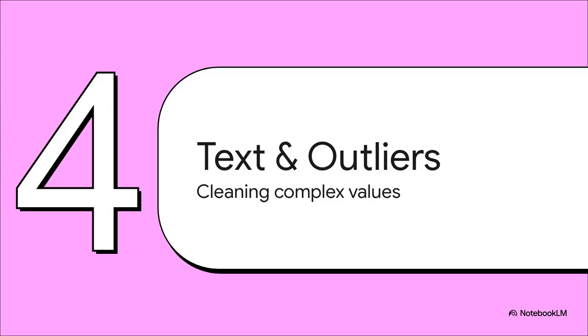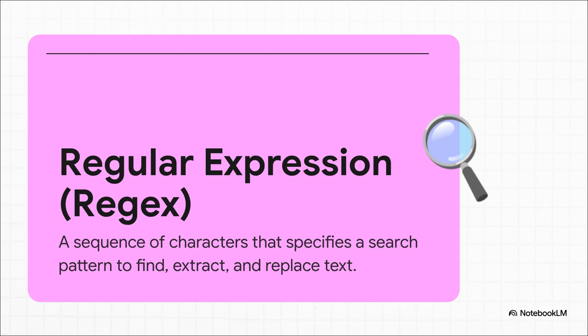Okay, section 4, now we're getting into the really tricky stuff. We're going to talk about how to clean up complex, messy text and how to handle those impossible values we call outliers. For cleaning really complex text, we need a secret weapon. It's called regular expressions, or just regex for short. The best way to think about it is like a find and replace tool, but on steroids. It allows you to search for and change complex patterns in text, not just simple words.